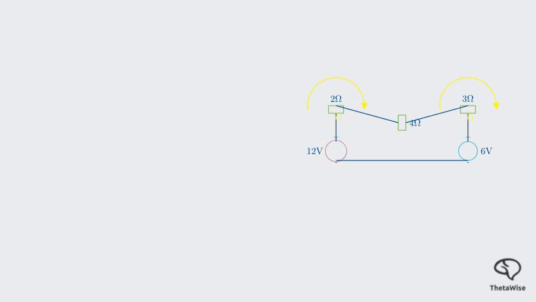For mesh 1, starting from the 12-volt source and going clockwise, we get plus 12 volts, minus 2 ohms times I1, and minus the net current through the 4-ohm resistor, which is (I1 minus I2) times 4 ohms. All of that equals 0. Let's simplify this equation. Distributing the 4 gives us 12 minus 2I1 minus 4I1 plus 4I2 equals 0.